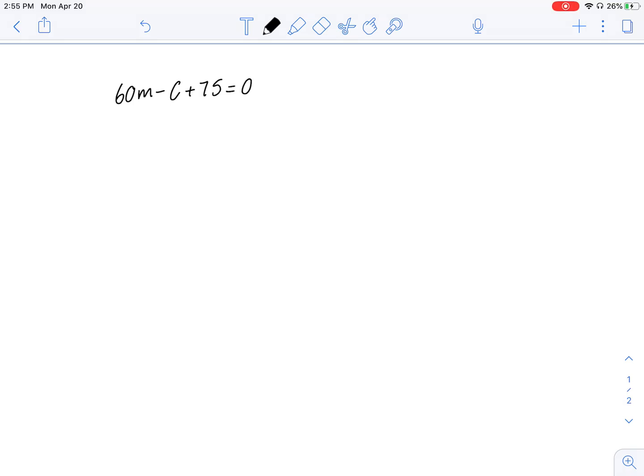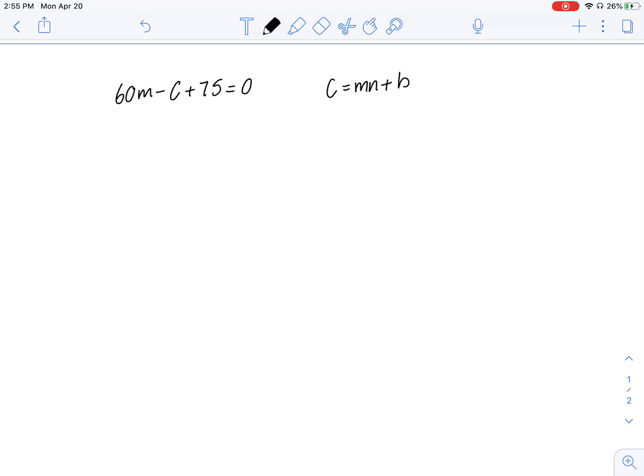So we're given this equation 60m minus c plus 75 equals 0, which is our equation for renting hospital beds, where c represents the cost in dollars, which depends on m, the number of months that the bed is rented for. And we're asked to express this equation in y equals mx plus b form, which as they've given us is c equals mn plus b.